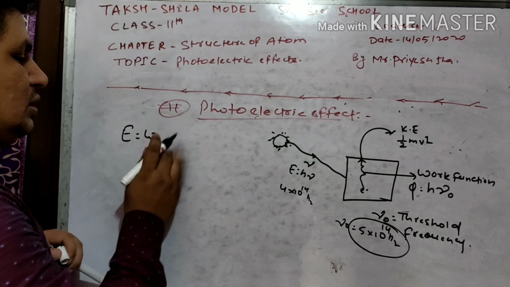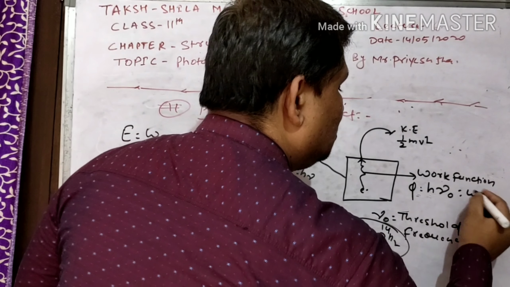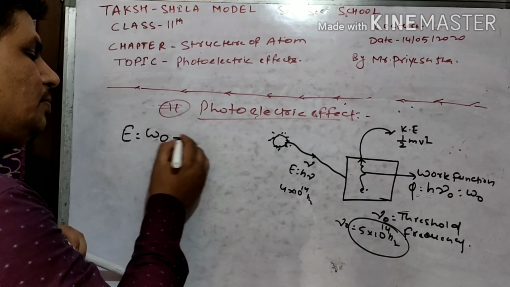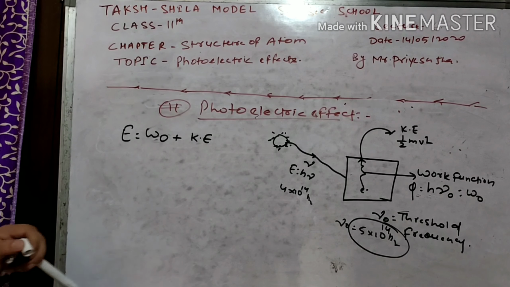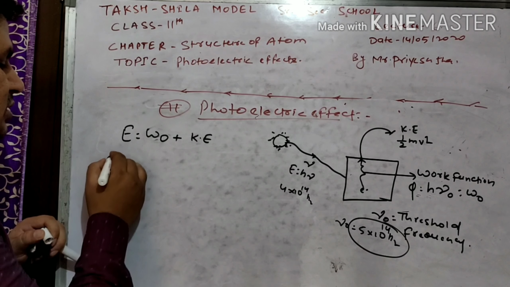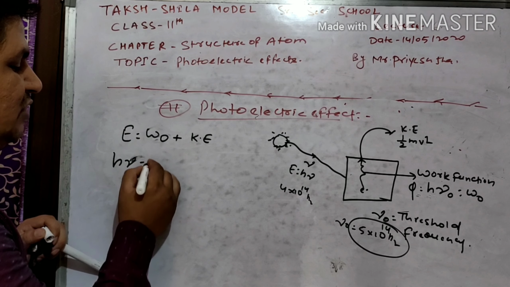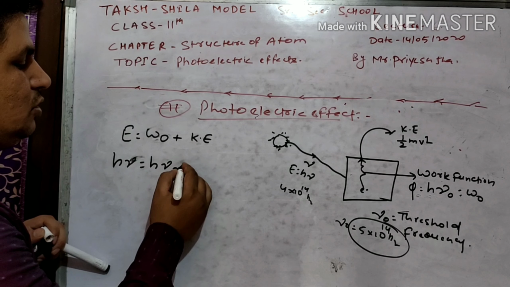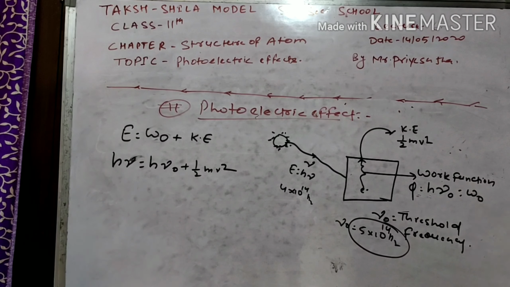One is W naught, the work function, plus kinetic energy. The energy of sunlight is written as h nu, the work function as h nu naught, and kinetic energy as half m v square.